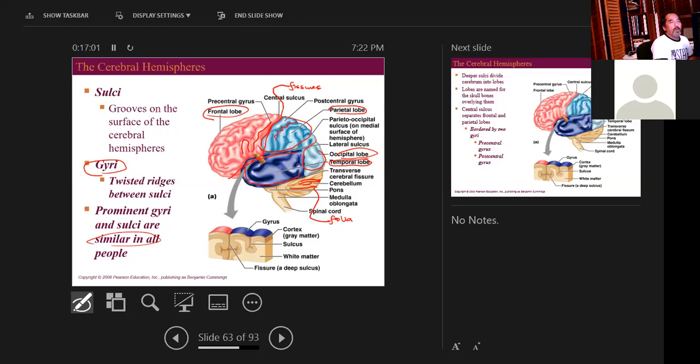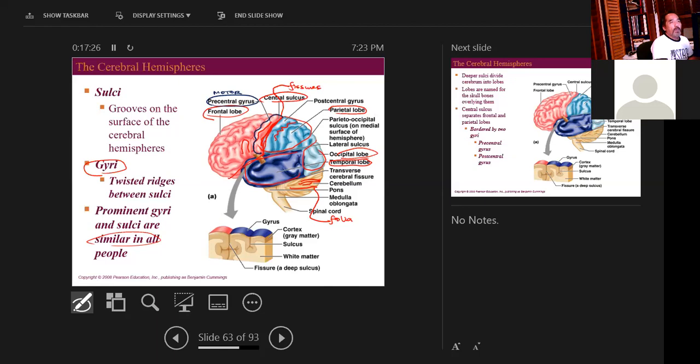So remember, there's a sulcus that divides the frontal and the parietal lobes. That is called the central sulcus, okay? Whatever gyrus is in front of it, located at the frontal lobe, is called the precentral gyrus. The precentral gyrus controls motor, meaning motor nerves. That's the one that moves your muscle.